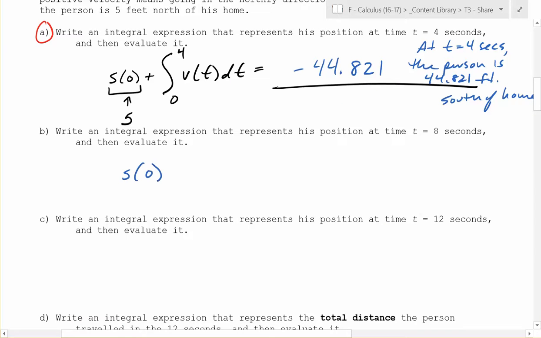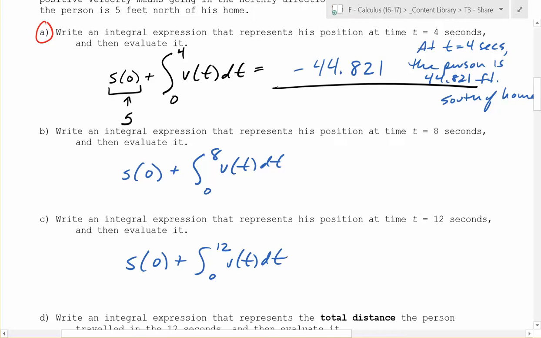You still have s of 0, right? Plus what? Integral from 0 to 8 of v of t dt, right? And then what about 12? s of 0 plus what? 0 to 12. Yep. So what's the only thing that changes? Oh, just the time index, right? You need that initial position, though.